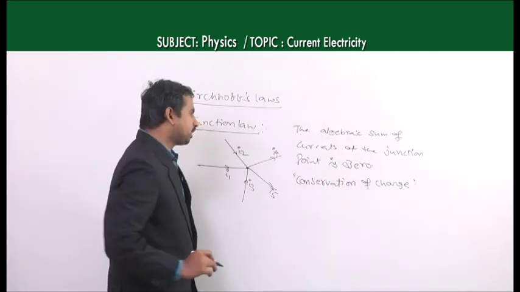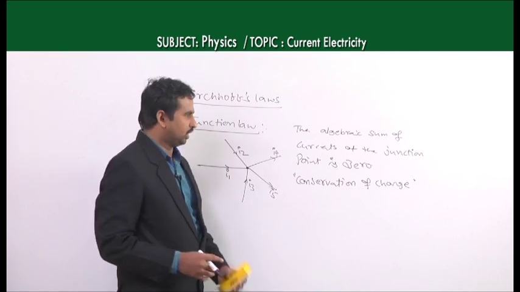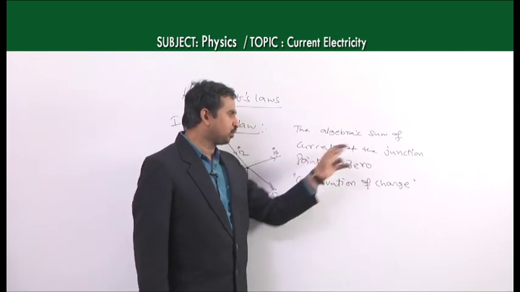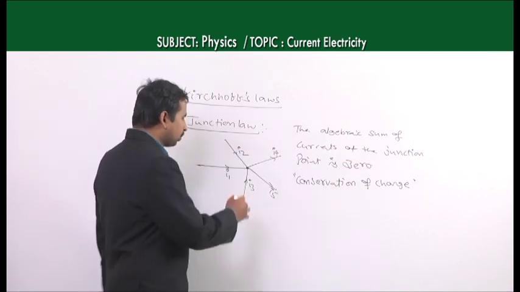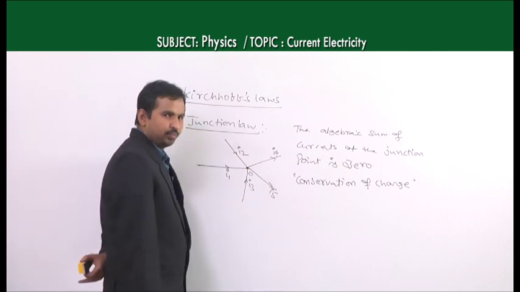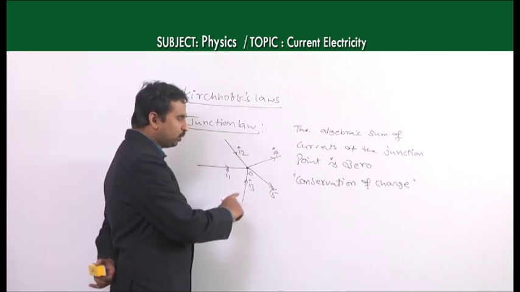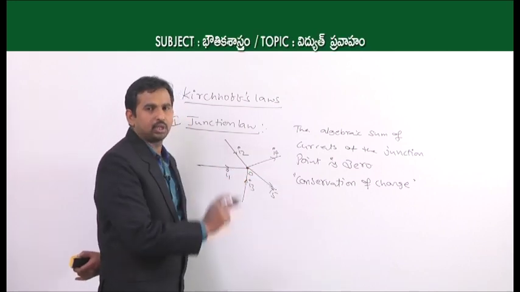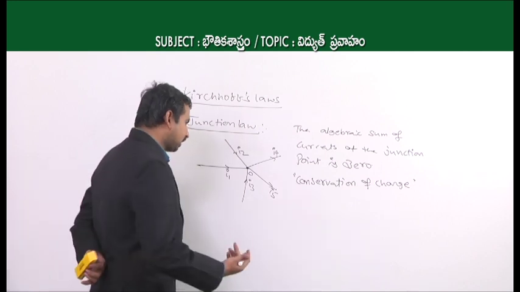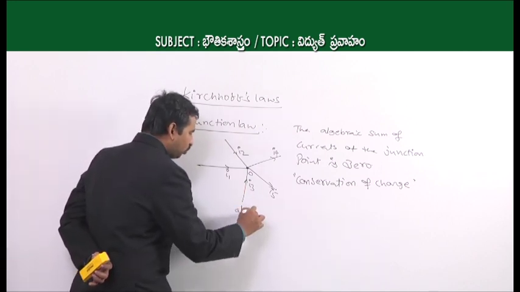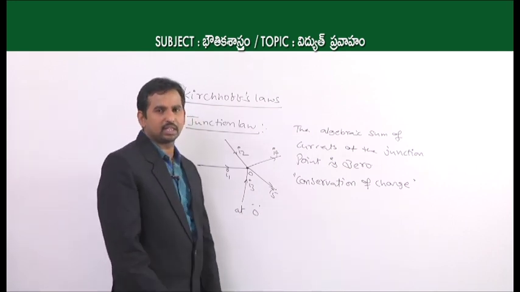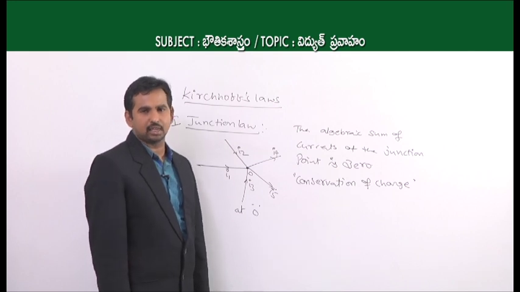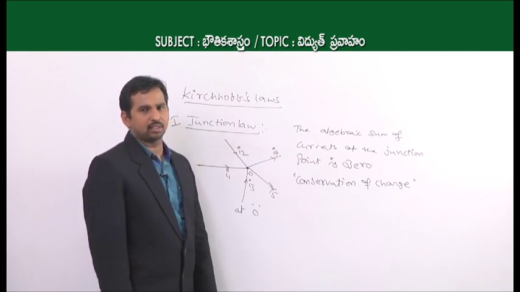If we apply that law to this junction example, the algebraic sum of the currents at the junction point is 0. Let us suppose our junction point is at O. At O, I1, I2, I3 are the 3 currents incoming, and I4 and I5 are the currents leaving the point. At the junction point, with the same sign convention, always take the incoming currents as positive and the leaving currents as negative.